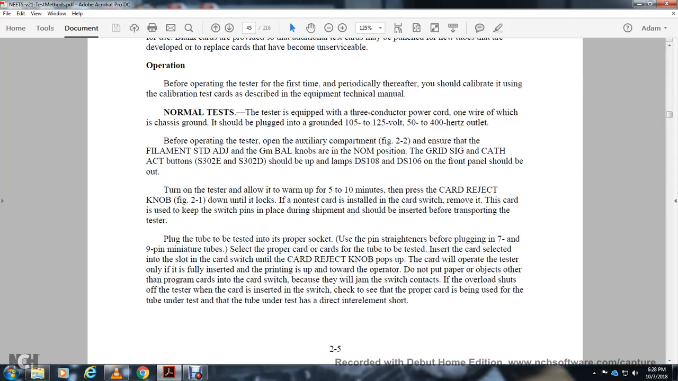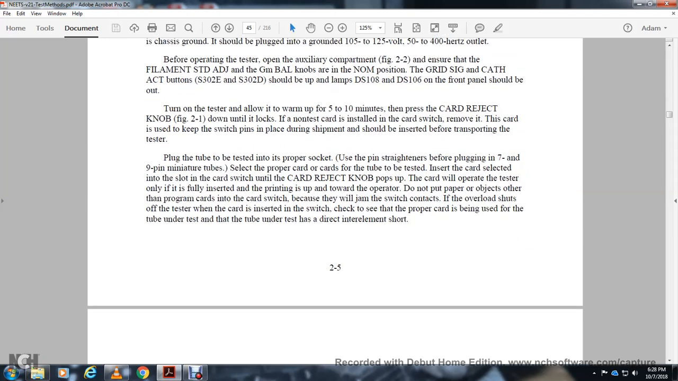Do not put paper or other objects in the program cover card switch, as they will jam the switch contact and the overload trip. Turn off the tester before inserting the cover, and check the sheet that the proper card is being used for the tube under test, directly for an inter-element short.